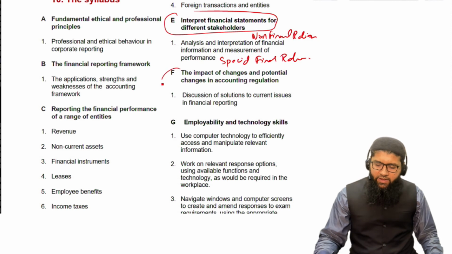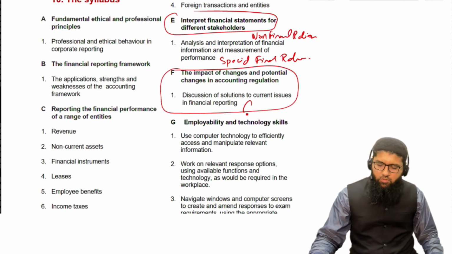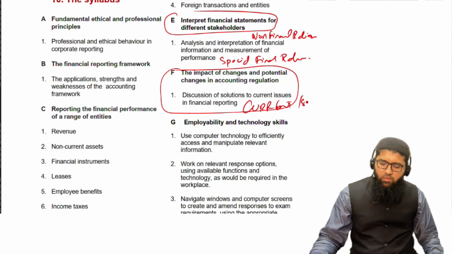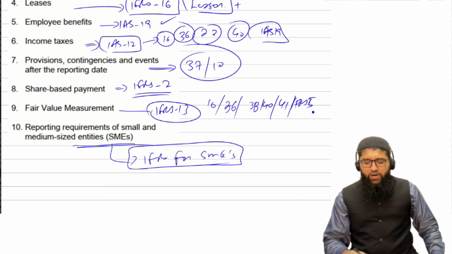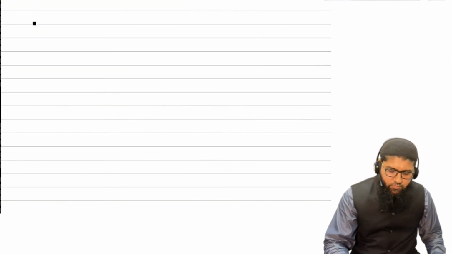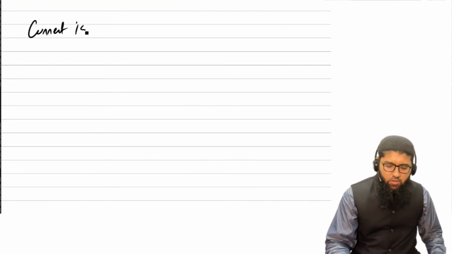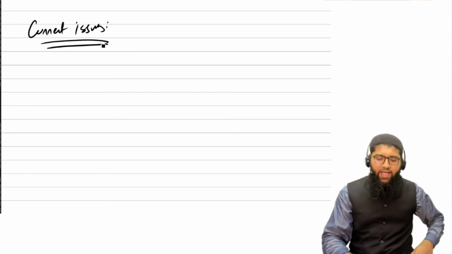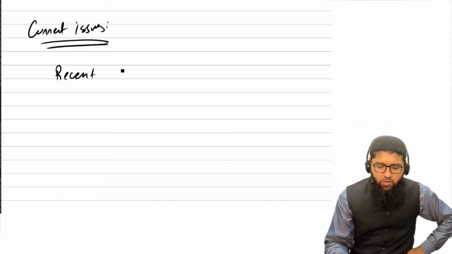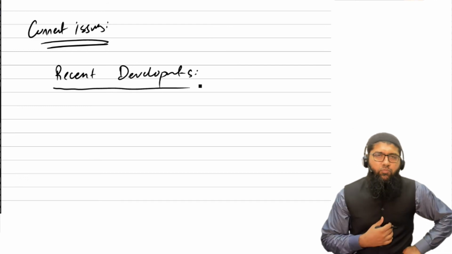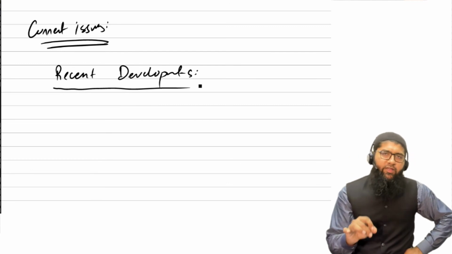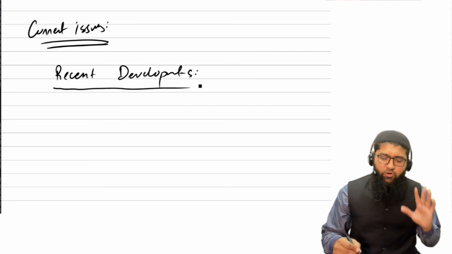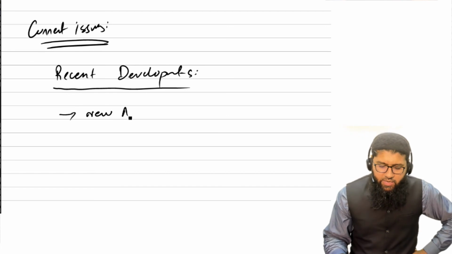And lastly, there is this area which is called current issues. Let me give you an idea what current issues is all about. When we talk about current issues, whatever recent developments there have been with respect to reporting, those areas are examinable in current issues. Now, what are the recent developments? See, try to understand. A new accounting standard issued.